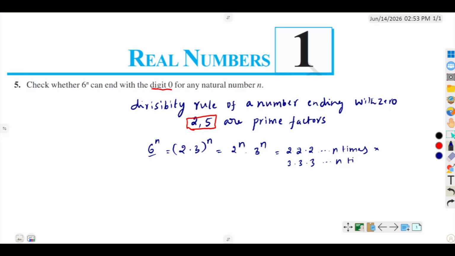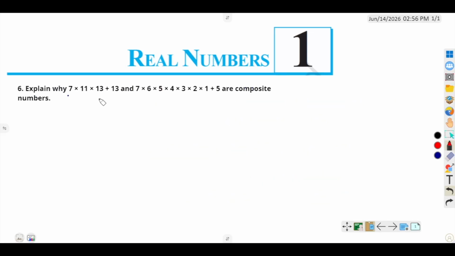So which one is missing, guys? We must have 2 and 5, right? So we got 2, but we are missing 5, right? So that means, will this end with 0? No, right? So 6 power n will not end with 0. Okay. Now let's get into number 6.